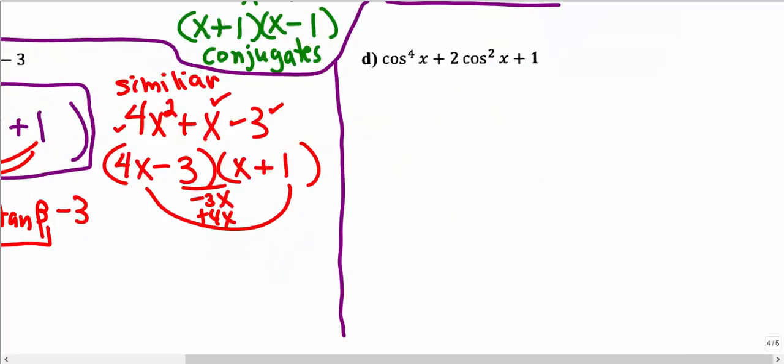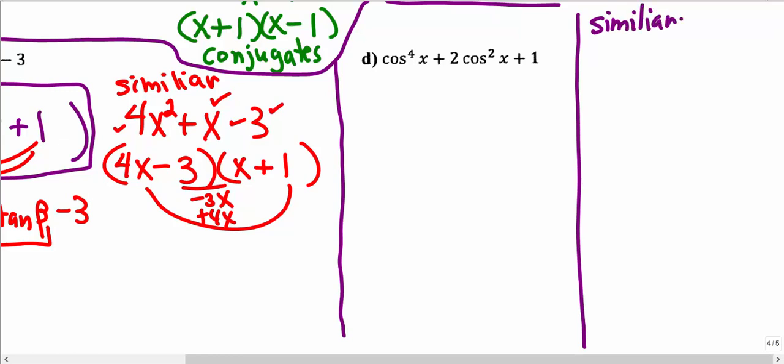If we want to factor cosine to the fourth x plus 2 cosine squared x plus 1, we're going to think back once again to algebra. So we're going to think about what this is similar to. If we were to factor, we're going to take cosine raised to the fourth power of x and represent that as, let's say, y. So let's say y to the fourth plus 2 times, and this is cosine squared x, so let's think about that as a variable squared, so y squared plus 1.